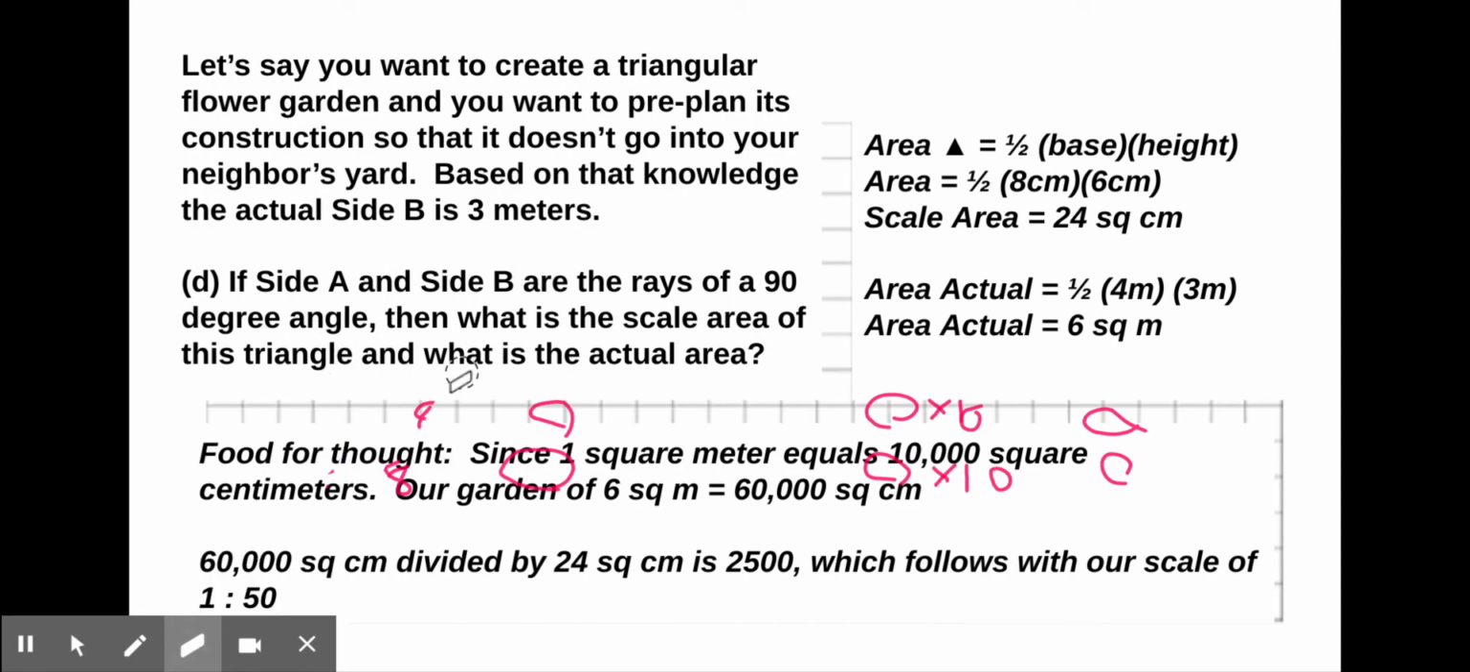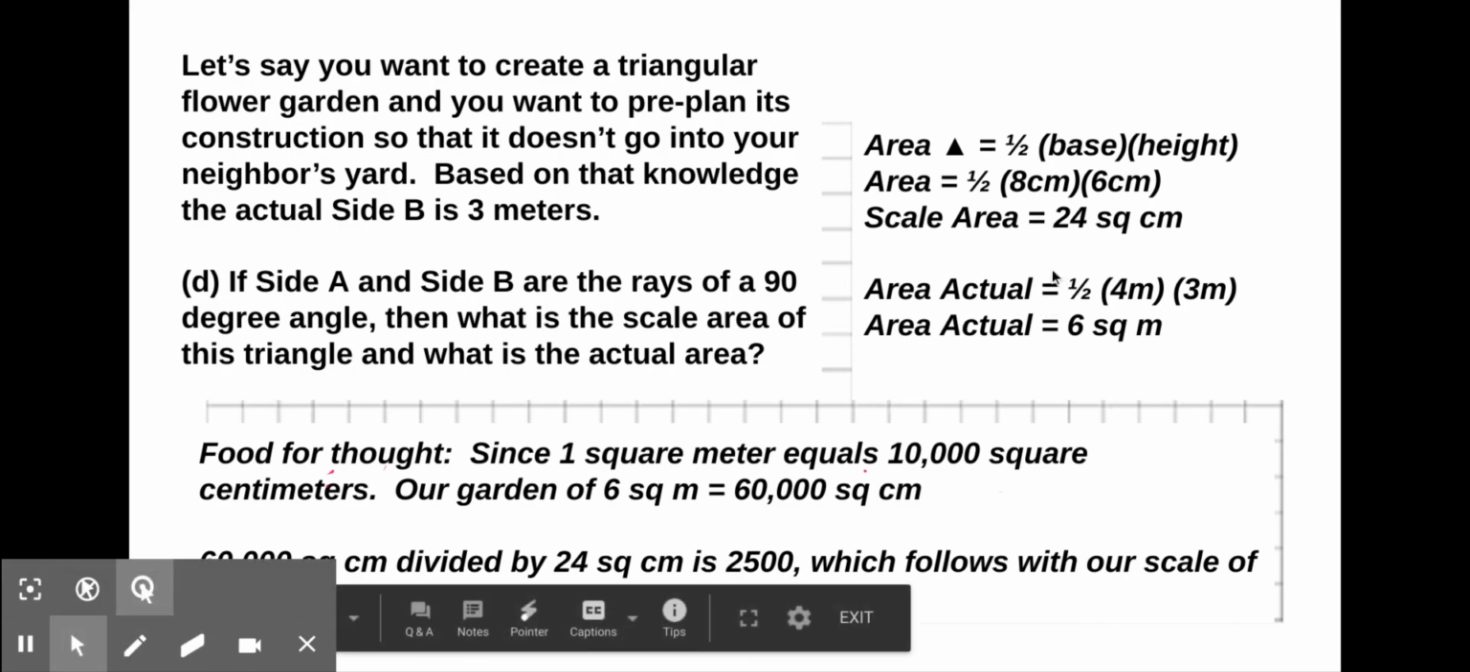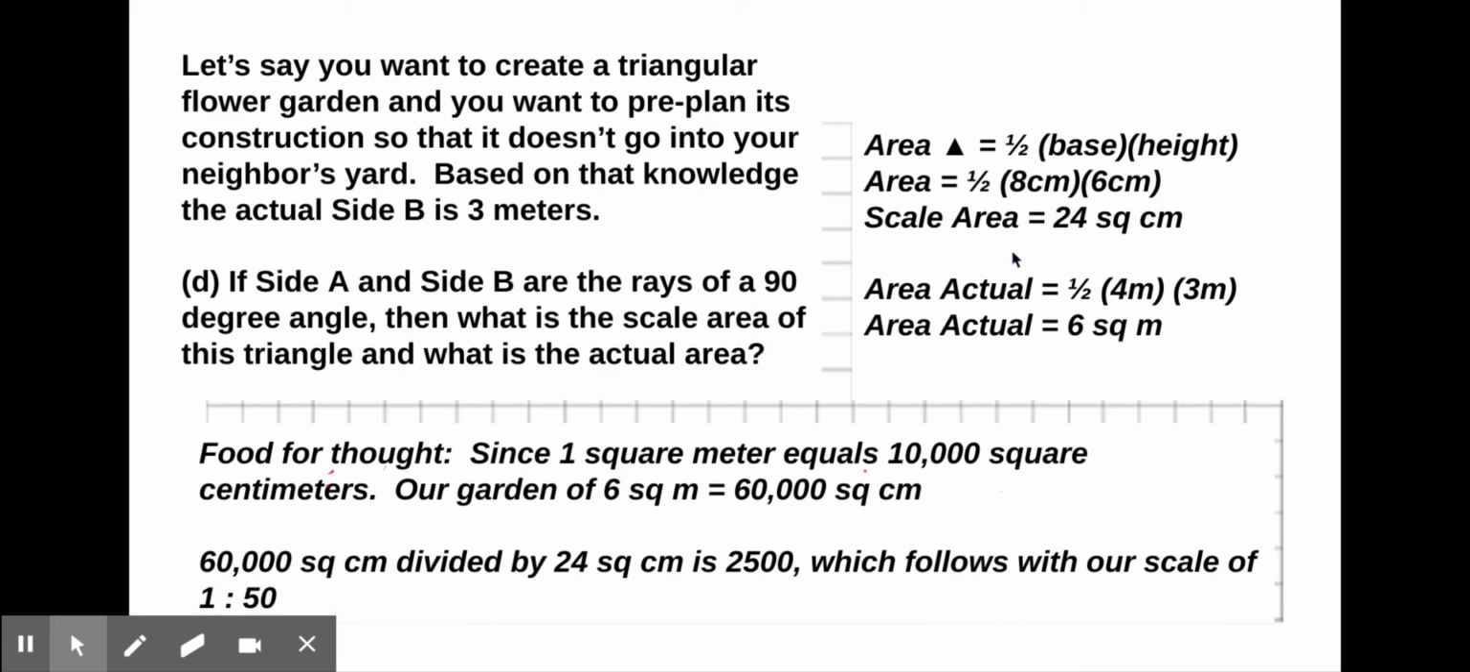All right, now if side A and side B are the rays of a 90-degree angle, then obviously we have a right triangle. And what that makes is it makes side B kind of like your base and side A the height. And if we talk about the little regular triangle there, well, that's 1/2 of 8 times 6. Remember, half the base times the height. So this little small triangle on our drawing is 24 square centimeters. Now our actual garden, well, that's the 4 meters times 3 meters. So 1/2 times 4 is 2, times 3 is 6, so 6 square meters.